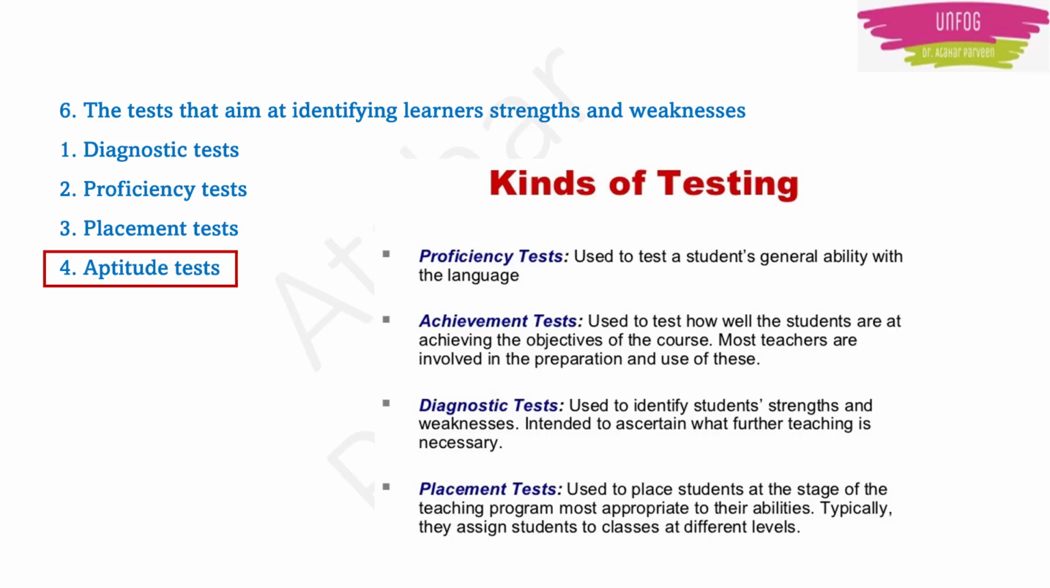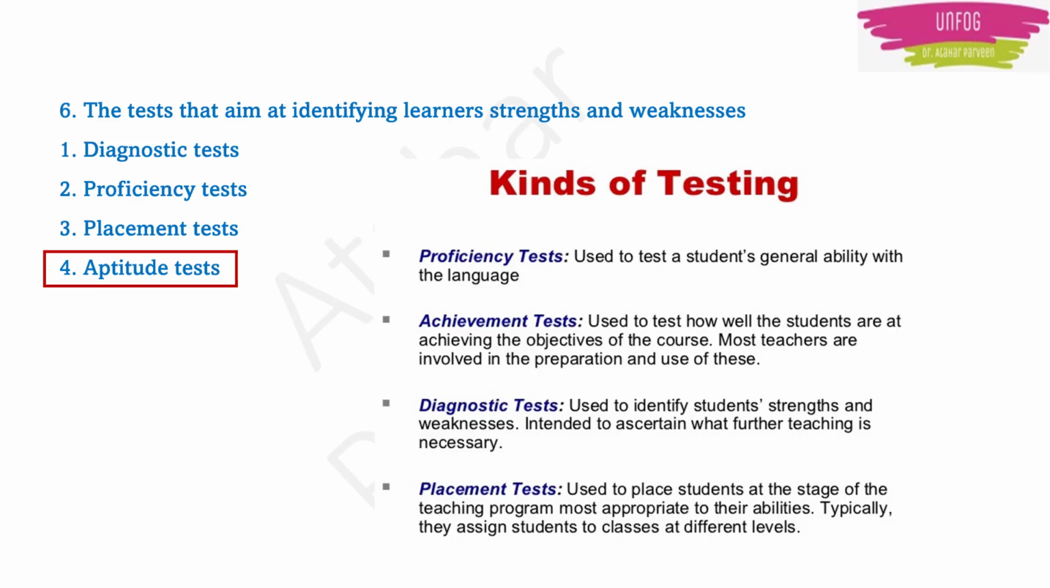Okay, next is achievement test. This type of test is used to test how well the students are achieving the objectives of the given course. Almost all teachers are involved in the preparation and the use of these achievement tests. Then we have diagnostic test, which is used to identify students' strengths and weaknesses. This is having aim to ascertain what further teaching is necessary. Then you have placement test. This is used to place students at the stage of the teaching program.